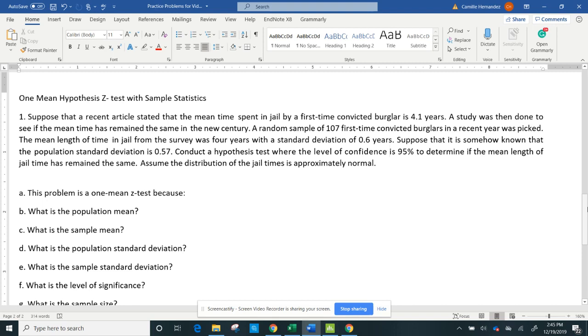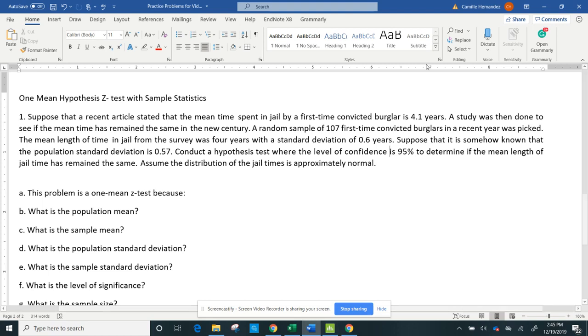Suppose that it is somehow known that the population standard deviation is 0.57. Conduct a hypothesis test where the level of confidence is 95% to determine if the mean length of time has remained the same. Assume the distribution of jail time is approximately normal. All right, let's go back and see what I have.